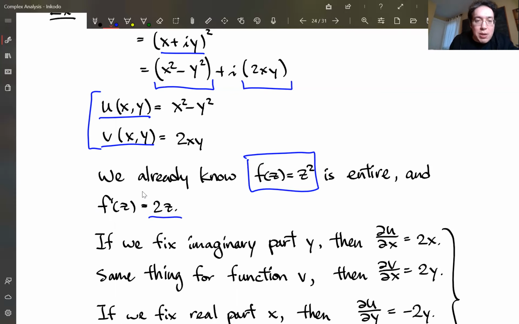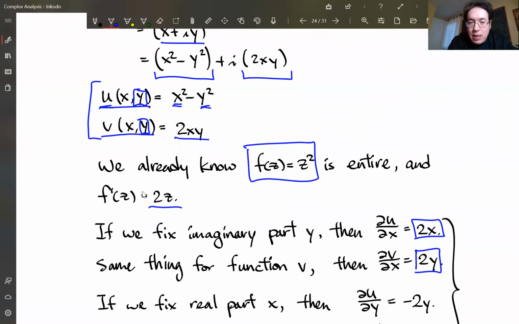Imagine we fix y as a constant and take the derivative with respect to x of this function u. I'm treating x as a variable and y as a constant. Then the derivative is equal to 2x. Similarly, let's take the function v and take the derivative with respect to x. So we're treating both 2 and y as constants and x as the variable. The derivative is going to be 2y.